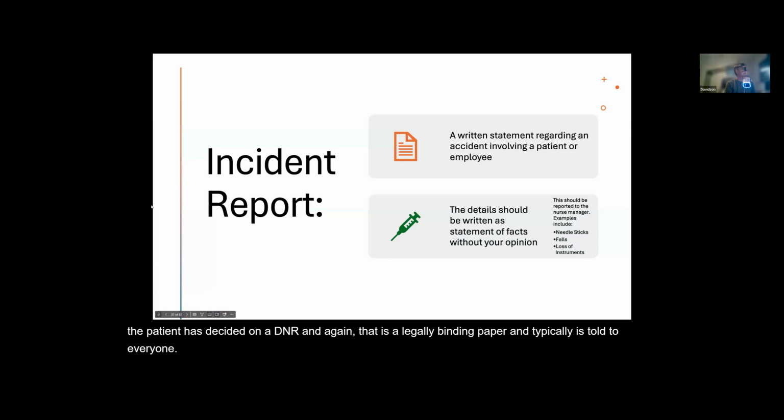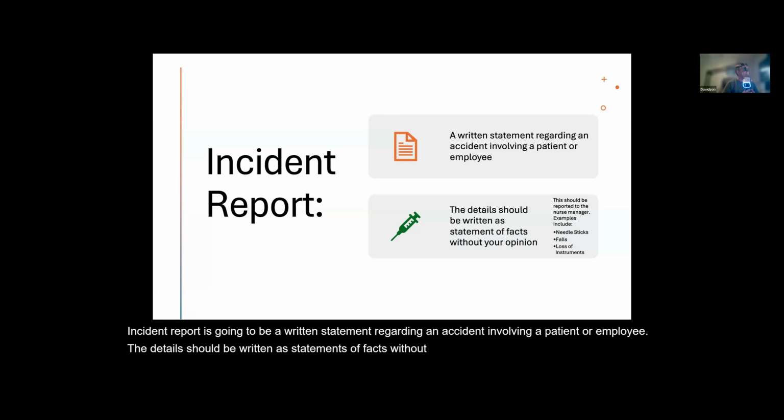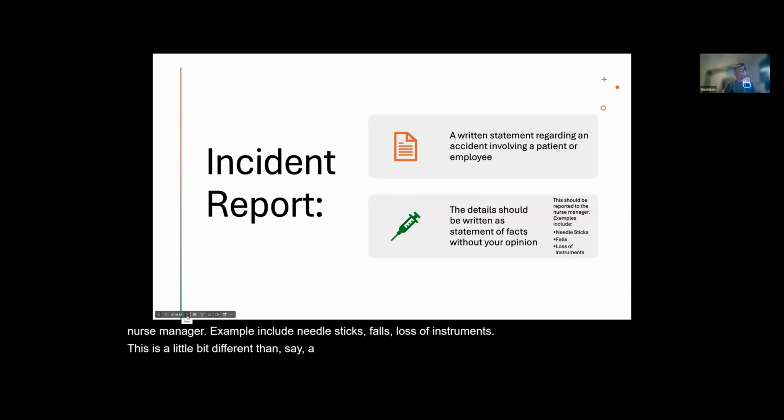Incident report is going to be a written statement regarding an accident involving a patient or employee. The details should be written as statements of facts without your opinion. This should be reported to the nurse manager. Examples include needle sticks, falls, loss of instruments. This is a little bit different than, say, a sentinel event, which is something that occurs in surgery actually to the patient.